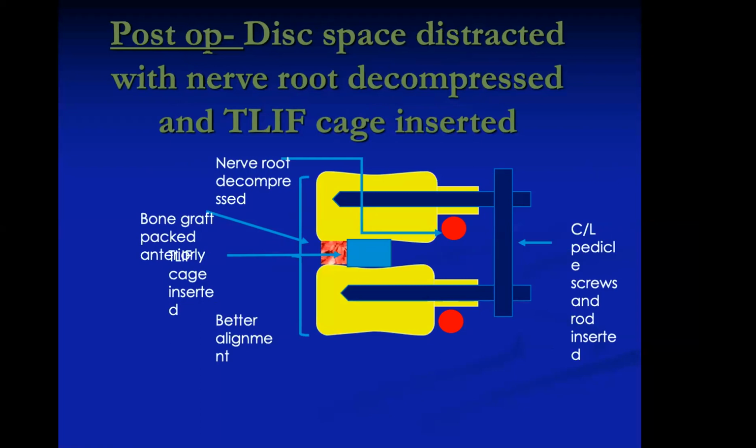Then you compress the pedicle screws across the rod on the opposite side, and then come to the ipsilateral side and do the same thing. So that's how you reduce.